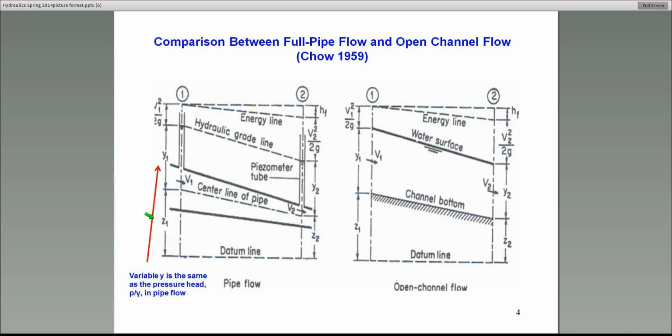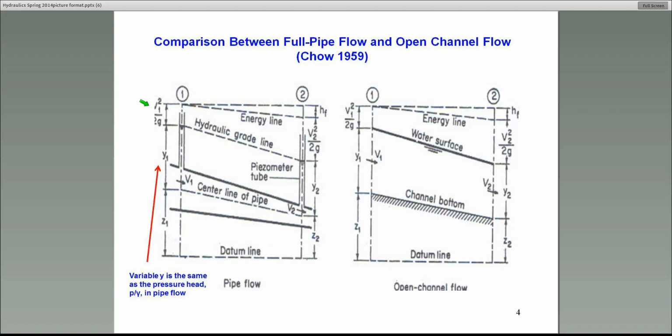In the case of an open channel, that same Z represents the height to the bottom of the channel. And then, of course, as I said, in the case of a pipe, instead of the flow depth, we represent what is called the pressure head. That Y1 in the graphics on the left-hand side should, by the way, be P over gamma, or P1 over gamma. And then we have the velocity head, which is V1 squared over 2g. That represents the kinetic energy component of the energy.